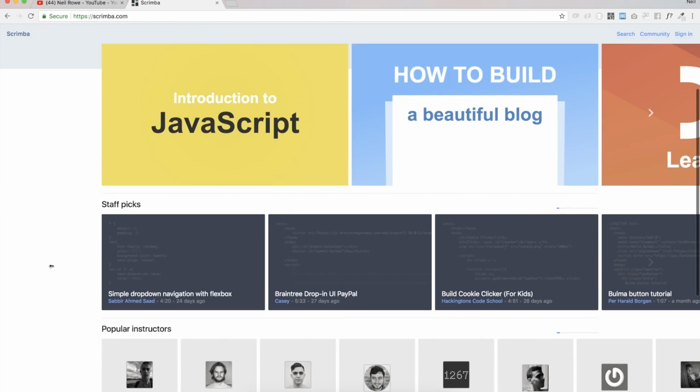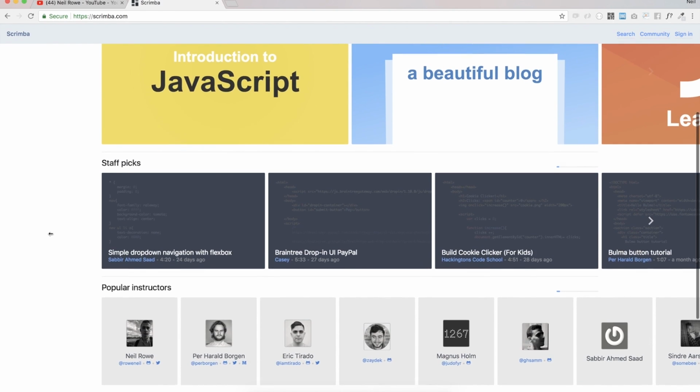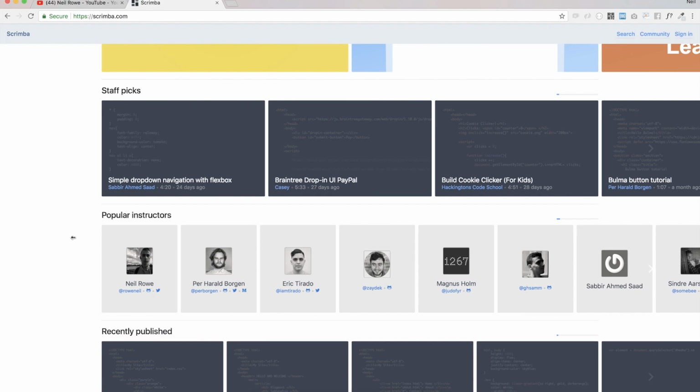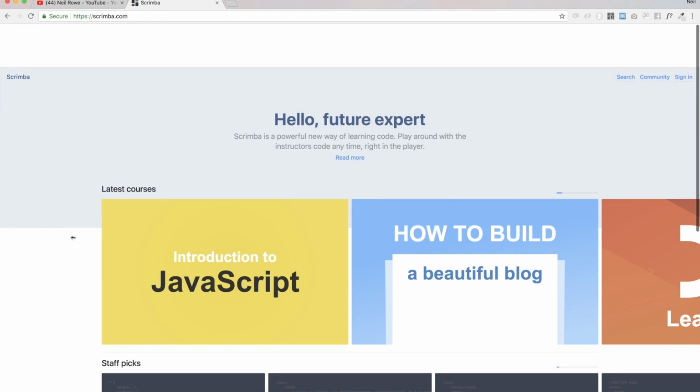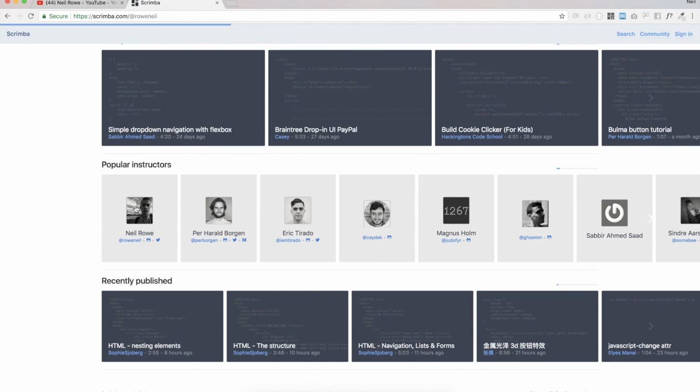So you go to scrimba.com and you will see they've just had a redesign of their website, all looking quite nice. Popular instructors, there's me right at the top. It's always quite reassuring to know you're the top of the list when it comes to popularity, and not quite the same in real life. But there I am.